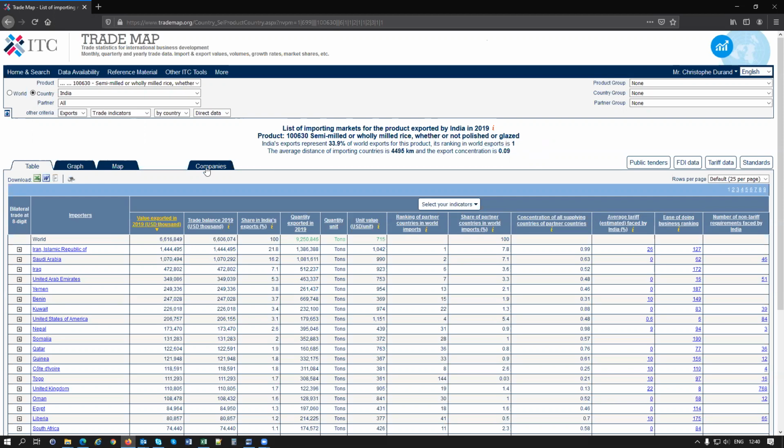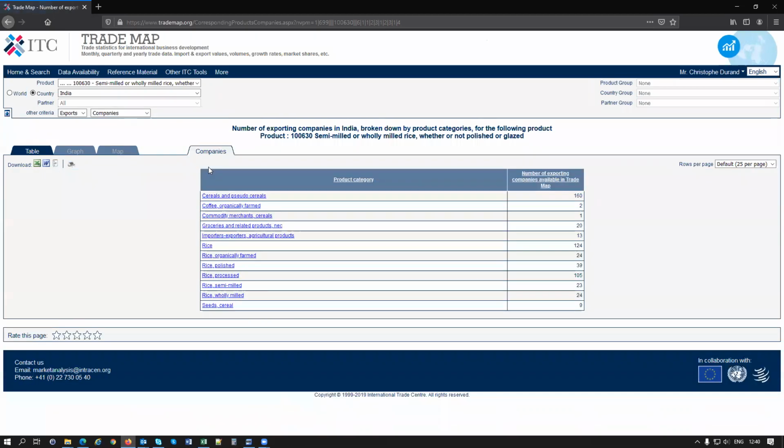And that's where the companies module enters into action. So here, once again, I'm looking now at India's exports, and I can click on the companies to identify what are the companies that could potentially supply me in Kenya. So the first thing that TradeMap is asking us is, okay, you asked for rice as defined in the harmonized system, but actually the companies define their rice in a different way. So the nomenclature the companies use to declare their business is different from the harmonized system used by the customs.